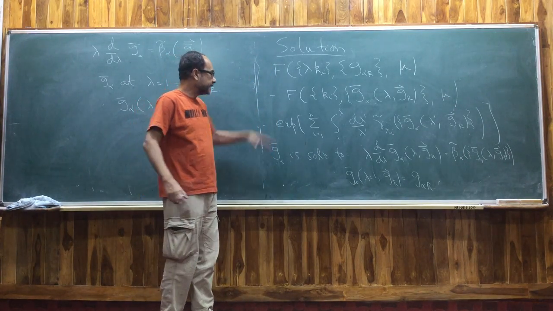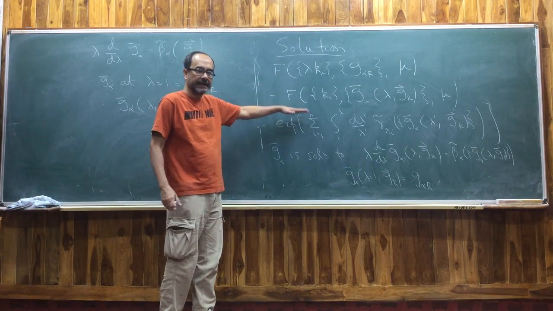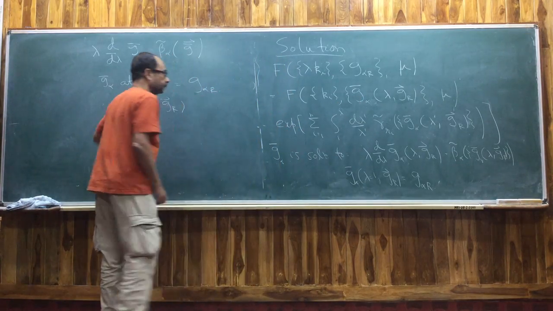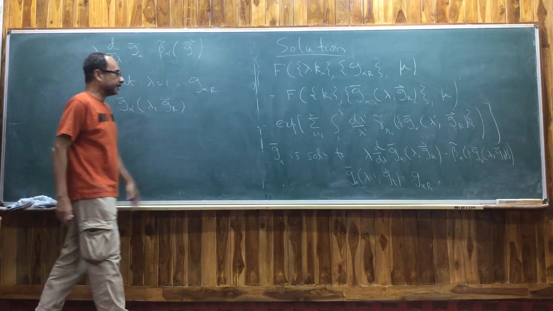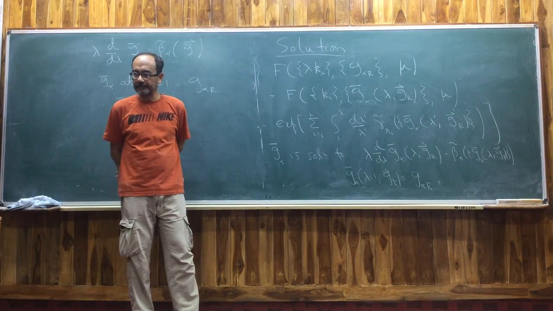So the claim is that this function as defined, the lambda dependence of the right hand side, is completely fixed, because the lambda dependence of g bar is completely fixed by this. So the claim is that this function solves the differential equation that we derived.